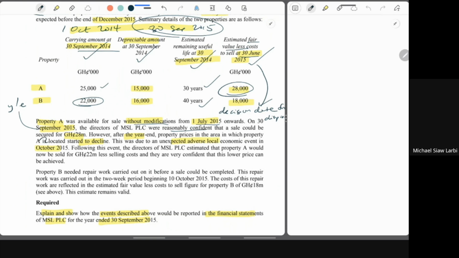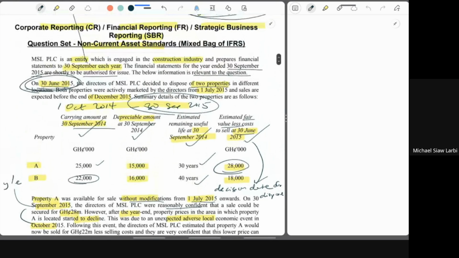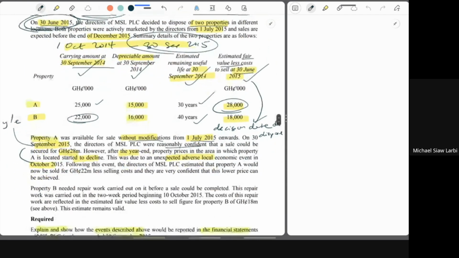Now, October 2015, how long is it after September? It's the next month. So some adverse event occurred after the next month. And here your mind should be buzzing around events after the reporting period, like I mentioned, right? If you missed it the first time they mentioned authorized for issue, I'll touch on these principles shortly, right? But this should give you a clue that, okay, could there be something here I should talk about? All right. Following this event, what happened?